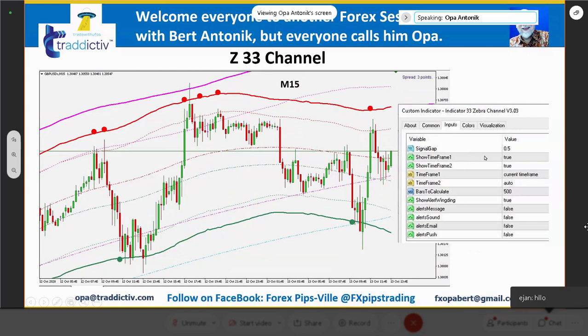It says show time frame number 1 true. So I'm looking at a time frame. I can see the time frame, show time frame number 2 true. So I've got 2 time frames that I can be looking at simultaneously. Time frame number 1 is set to current time frame, and if you change that, you can change it to any of the standard time frames. And to get back to current time frame, you just put a 0 into current time frame, so you don't have to spell it all out.